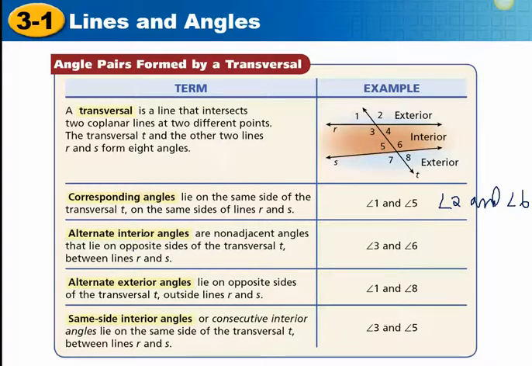Okay, then we have alternate interior angles. Note the word alternate. That means on opposite sides of the transversal. And they're interior, so they're going to be between lines R and S. So angles 3 and 6 would be alternate interior. And the only other option that we could have would be angle 4 and 5.